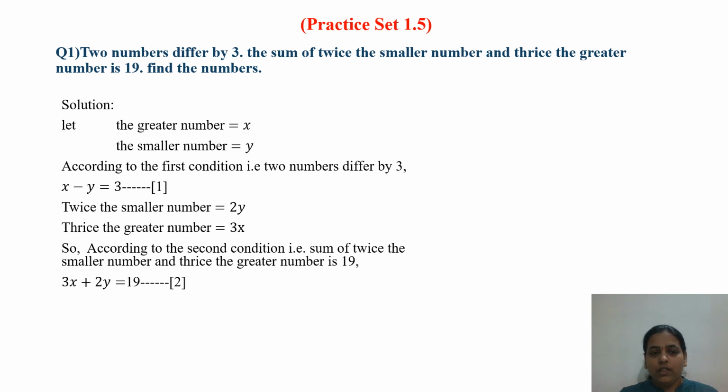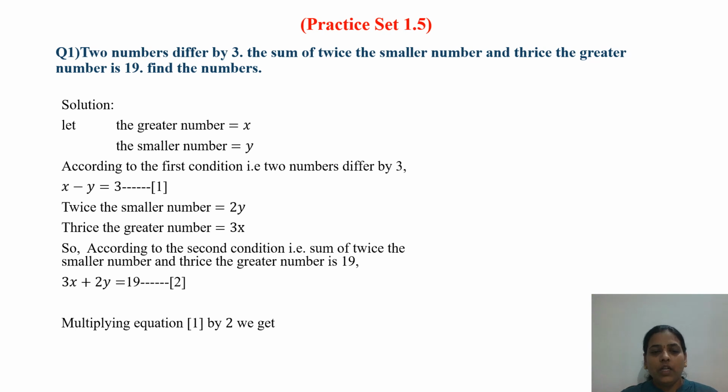Okay? Understand this? Next, multiply equation 1 by 2. Why? Because equation number 1, what is equation number 1 here? x minus y is equal to 3. If we want to solve equations 1 and 2, we make some changes in equation 1. No need to change equation number 2, because 3x plus 2y is equal to 19, and equation number 1 contains x minus y is equal to 3.